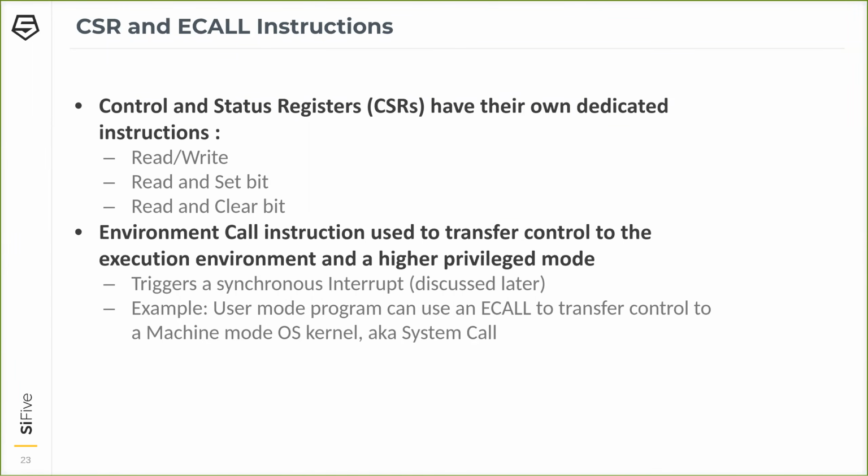RISC-V also defines environment call instructions to transfer control to the execution environment. This is typically used to move up the privilege level stack. So if I wanted to go from user mode to supervisor mode, I can use an eCall instruction. You'll see this a lot in application software where it's calling into, say, the Linux kernel or into an RTOS kernel.